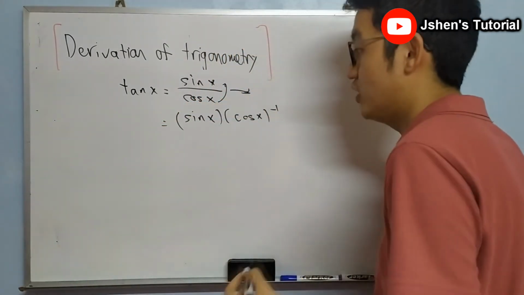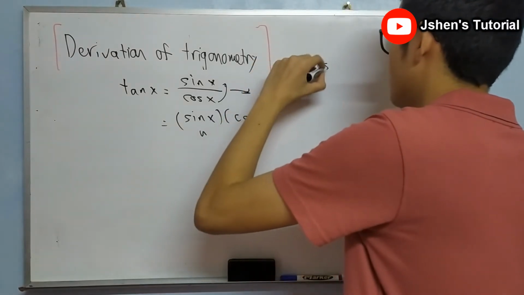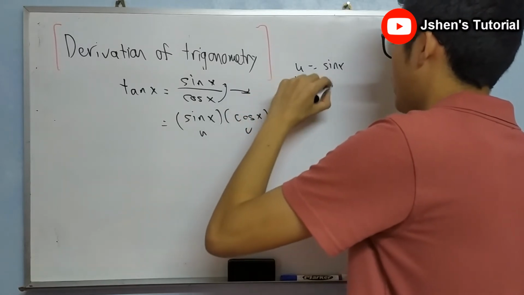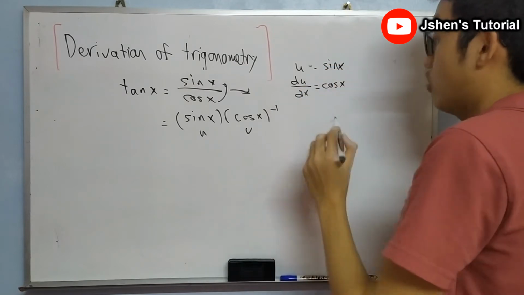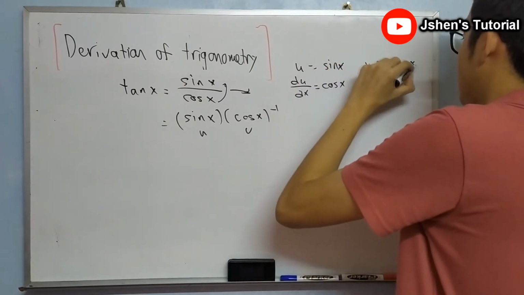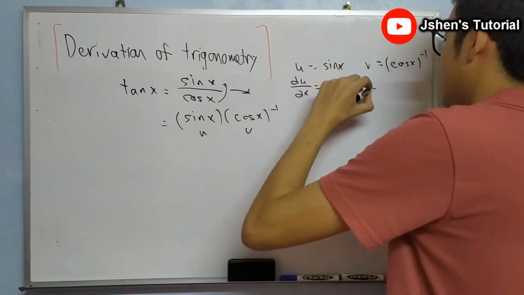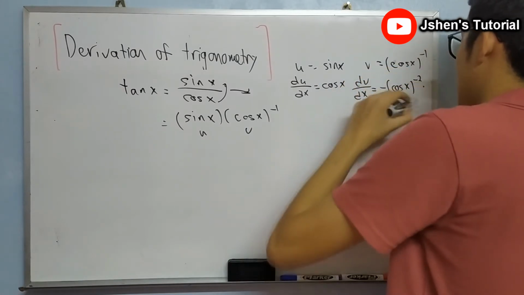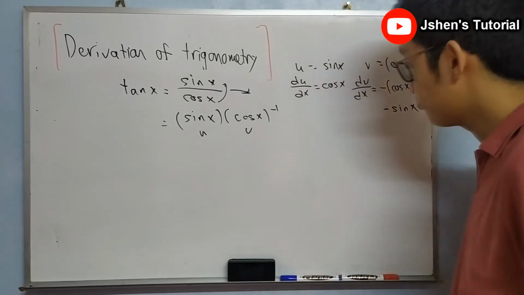So there's two functions. This is u, this is v. Okay. u equals sin x. du over dx, you will get cos x. Okay, just now we have shown that we will get cos x. Okay, v equals cos x to the power negative 1. Okay, dv over dx. Okay, differential of cos x, you get negative sin x.